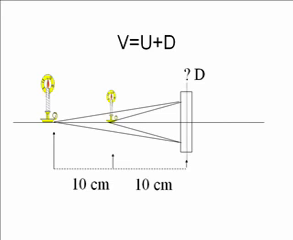This is an example of a vergence problem where both the object and the image are on the same side of the lens. So let's solve this problem with this candle here as our object. So this candle is how far from the lens? 10 centimeters plus 10 centimeters, 20 centimeters. So this candle is 0.2 meters from this lens.